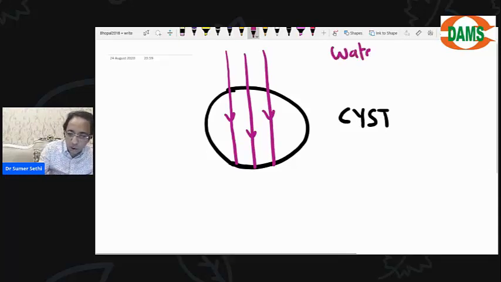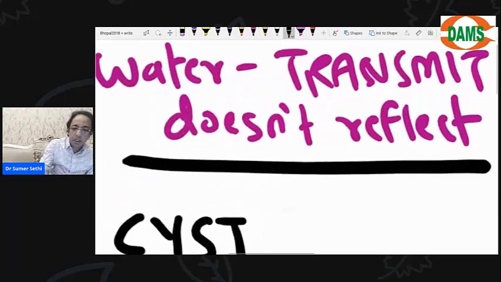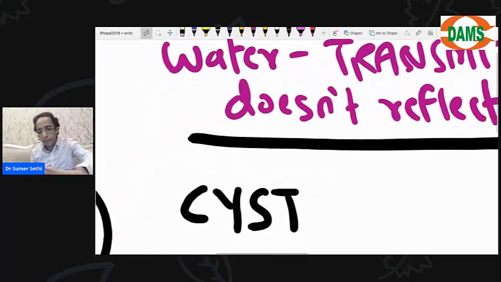Water allows the sound to transmit. It does not reflect. Can you understand my point? Water transmits sound, it does not reflect it.